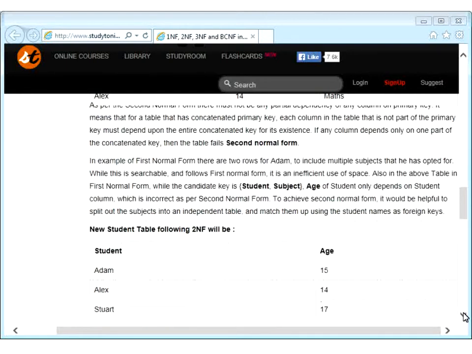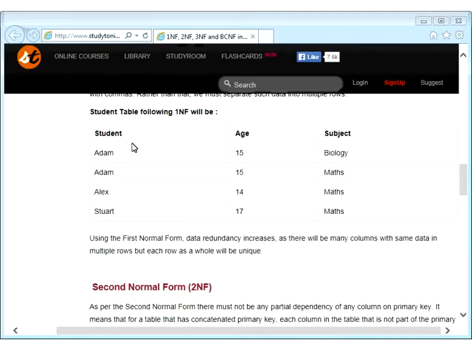And how do you do so? For example, if you see the same table, you can see that in the above table, the primary key of this table is student plus subject. Student and subject are combinedly making up your primary key. Now this age attribute is depending on student only, not on subject. So it means there is an attribute in your table which is not a candidate key.